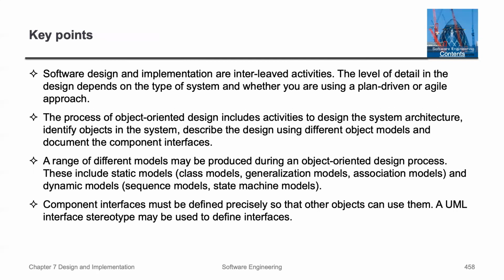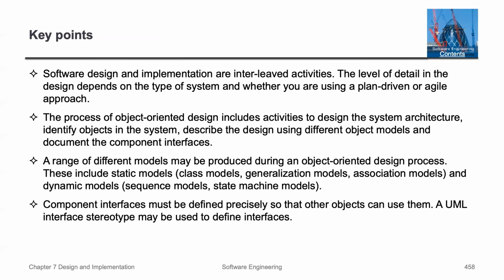Okay, well, just to finish up, just a few charts. Software design and implementation are interleaved activities. The level of design and the level of detail in the design depends on the type of system and whether you're using a plan-driven or agile approach. The process of object-oriented design includes activities to design the system architecture, identify objects in the system, describe the design using different object models, and document the component interfaces.